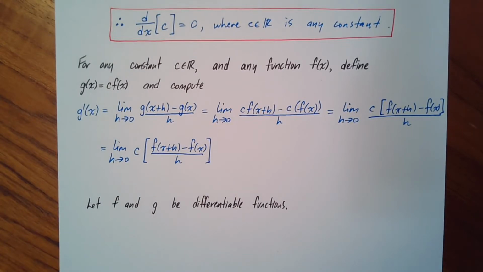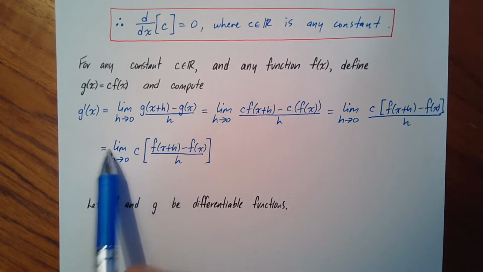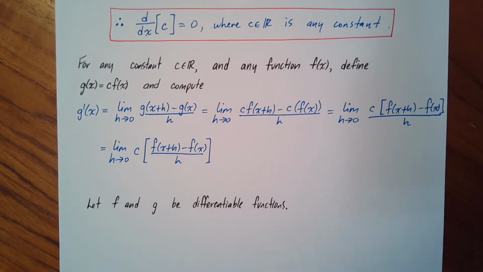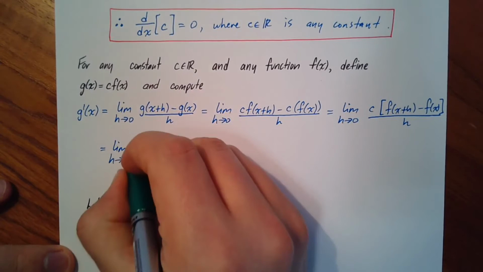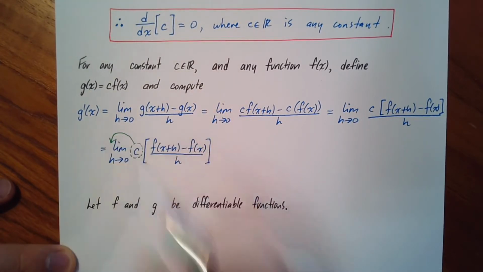And now another property of limits is that constant multiples can be pulled out of limits. That was one of the properties we saw of limits in section 2.3. So we're going to take advantage of that now. And I want to highlight this just to make it clear what's happening. This c is being pulled out of the limit.